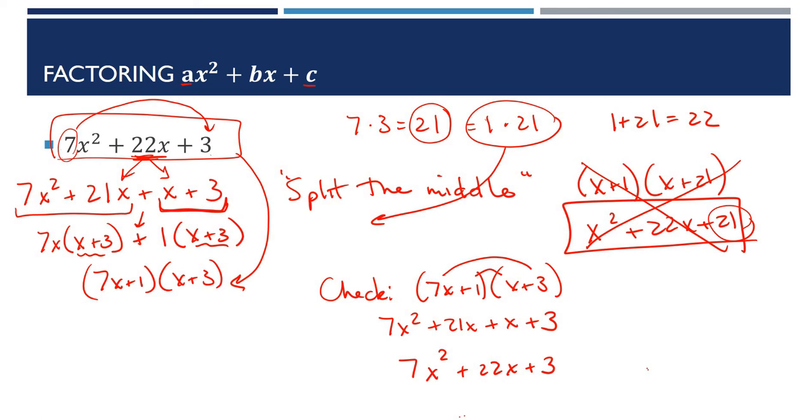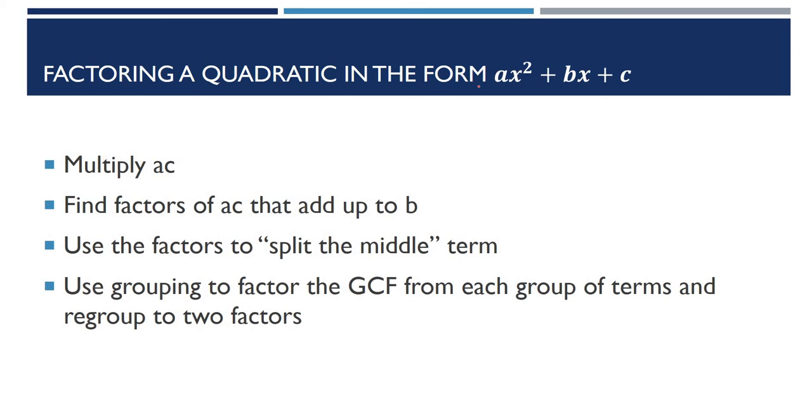Okay, so let's take a look at the steps that we're going to write down. So to factor a quadratic in the form ax squared plus bx plus c, we're going to first multiply a times c, your first and last number, find factors of that new number that add up to the middle, use the factors to split the middle term, and then use grouping to factor the GCF from each group and regroup to two factors. The last step, again, is that step that's a little bit confusing from our grouping, but I think that once we do a few, you'll be okay.